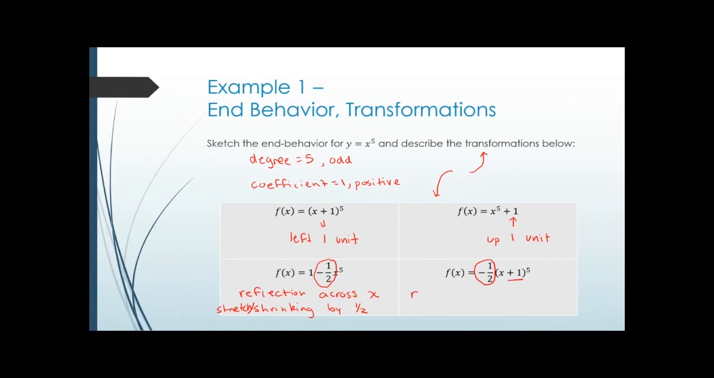So we have a reflection across the x. We have our shrink of 1/2. And then we have moved left by 1 unit because of the plus 1 inside those parentheses. So there's 3 transformations occurring on that bottom right one. You can have these different combinations and they do different things to the graph.